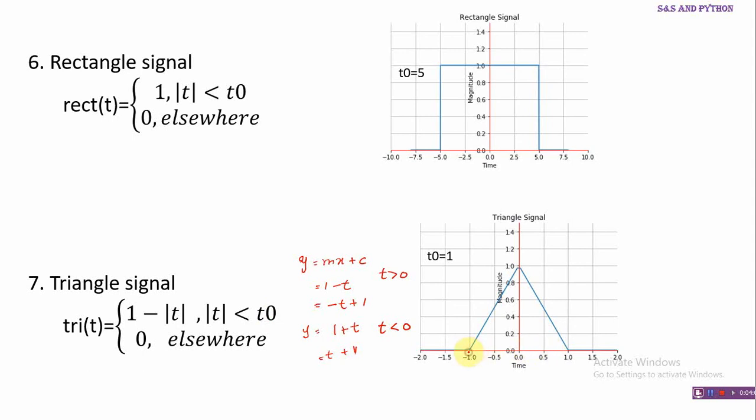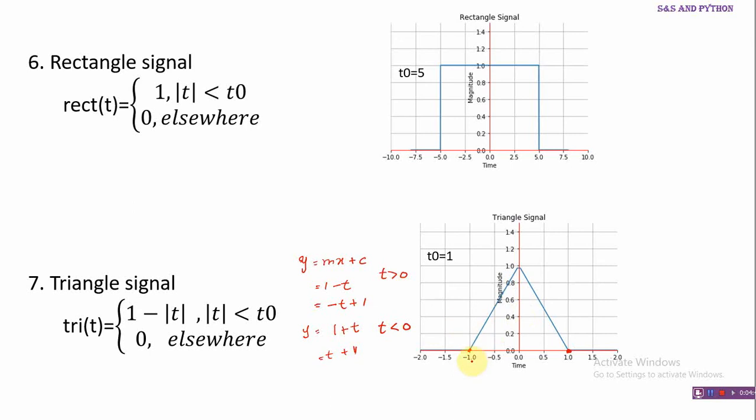So in what fashion does it vary between minus 1 to plus 1? For negative values of t, it is a straight line with positive slope and intercept 1. So slope is 1, that is positive. Positive slope indicates that as you increase the value of x, the y value also increases along this line. Then we call it a positive slope straight line.